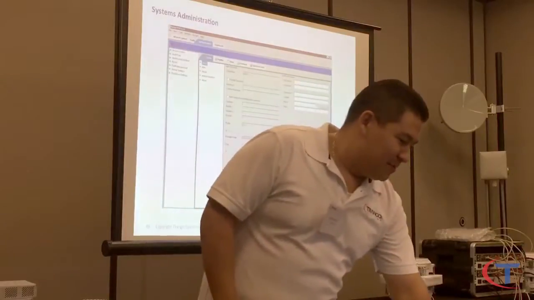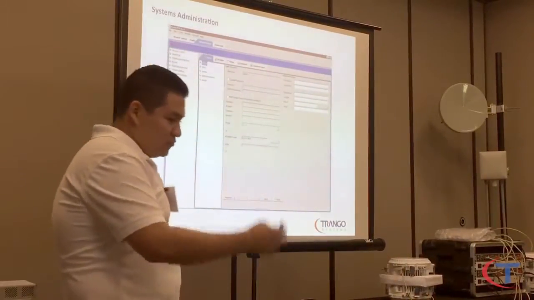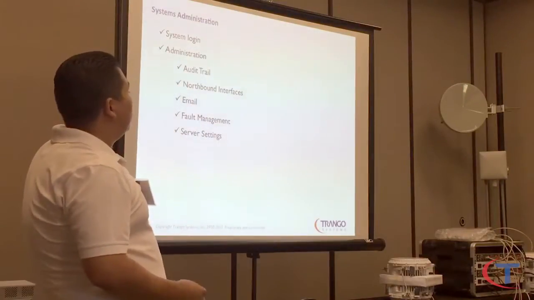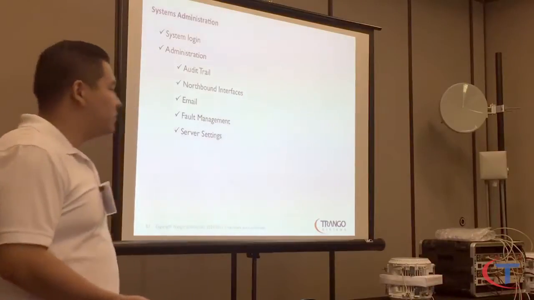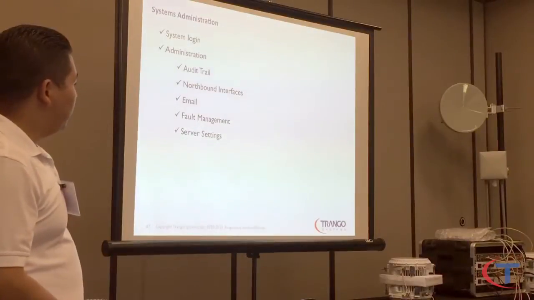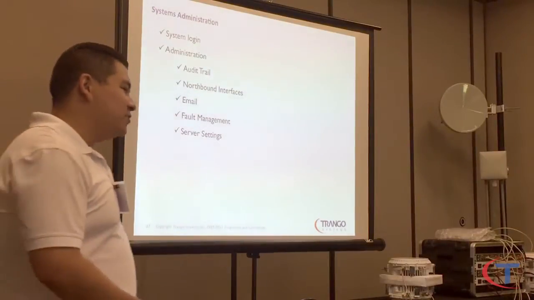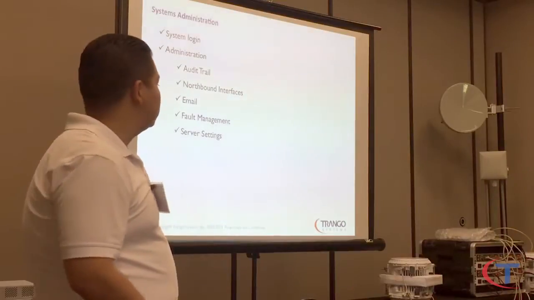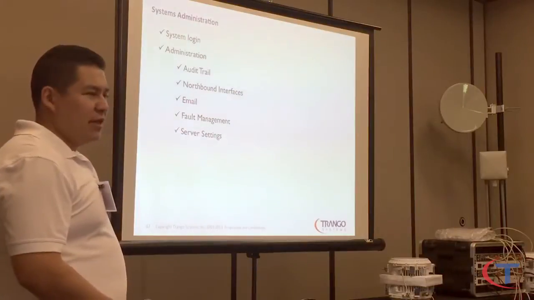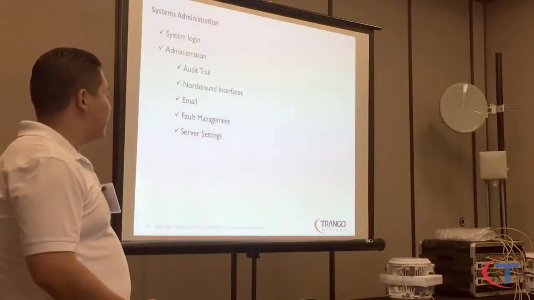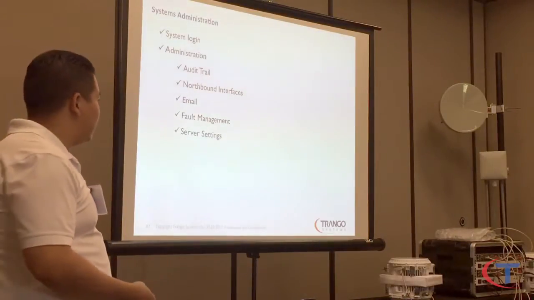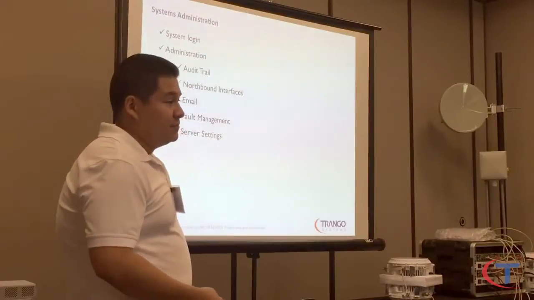So now we're going to go into system administration. System logging, administration for audit trail. This is what happens when an alarm comes up. What can we see? When it started, if somebody acknowledged it or not. Then interfaces: this interface can actually trigger more SNMP servers. Email server, fault management, and server settings. The email is really nice to set up, really easy, not jumping through hoops. You can use any POP, Gmail, anything like that. You can form groups really fast.